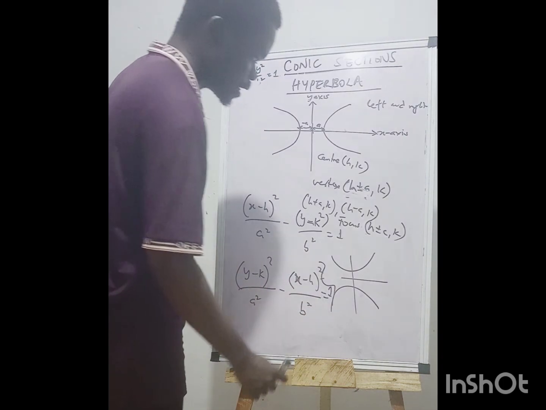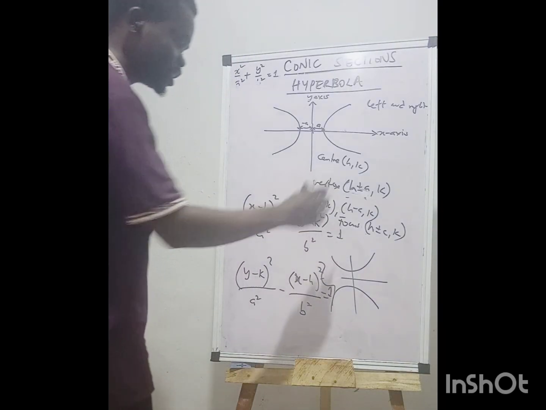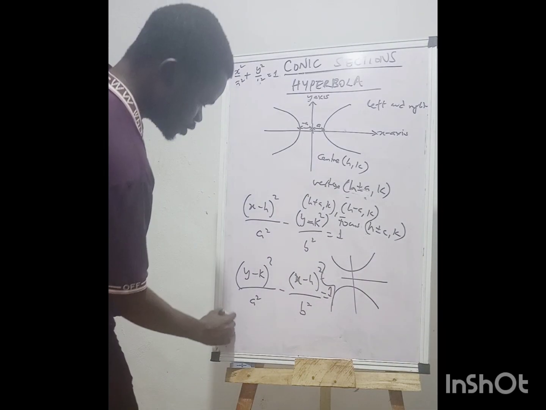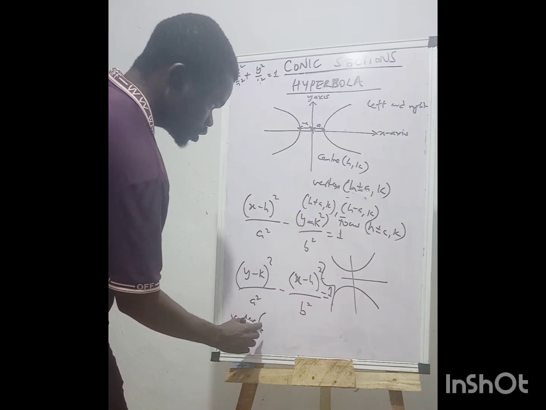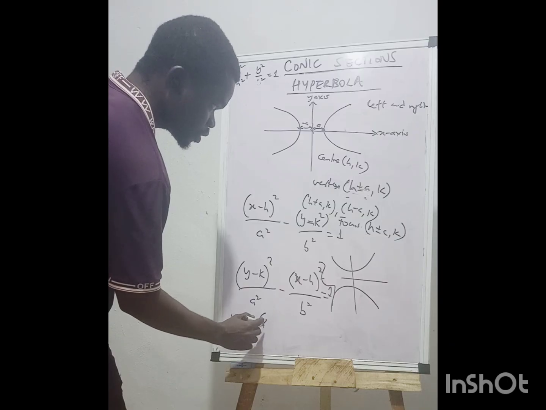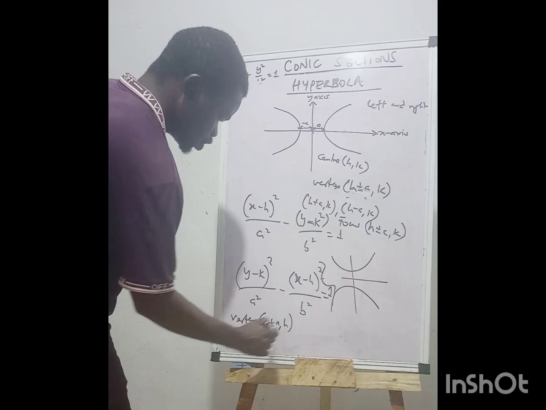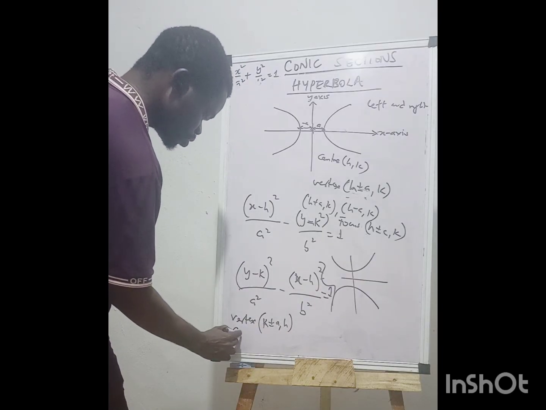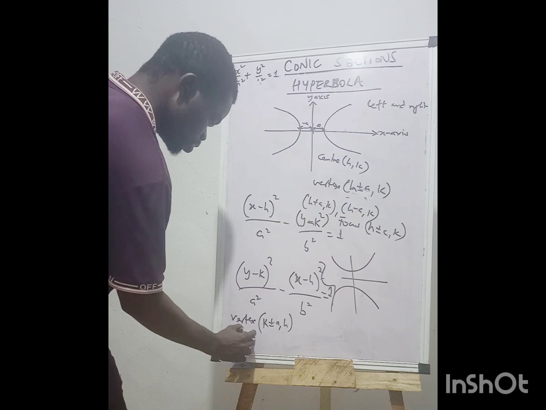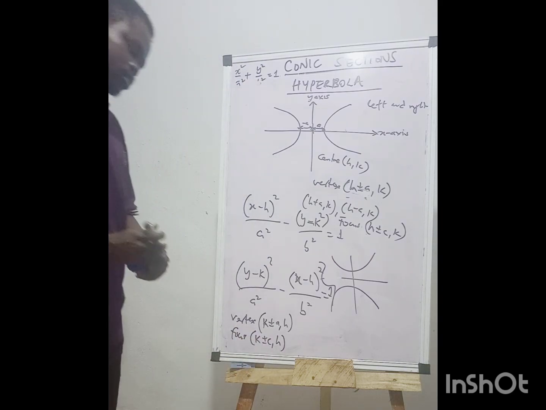Now in this case, it's reversed. Instead of h, we're now dealing with k. In this one, the vertex is now h, k plus or minus a. And then the focus is h, k plus or minus c.